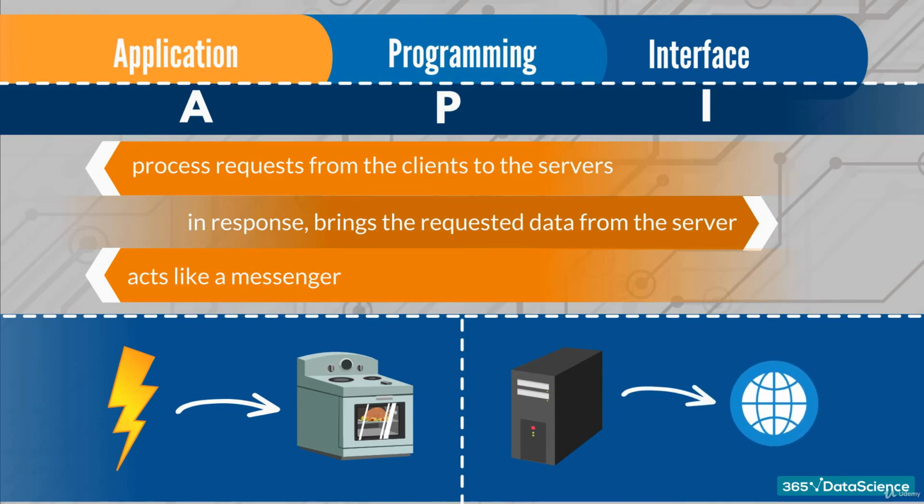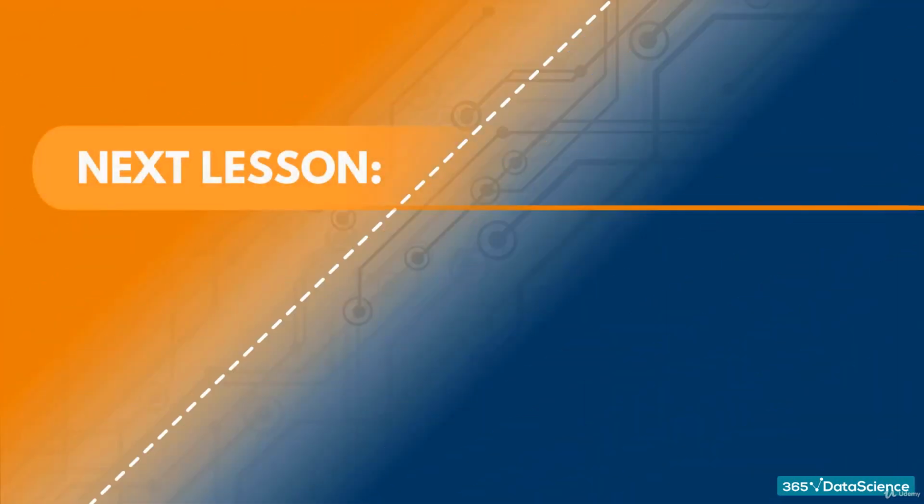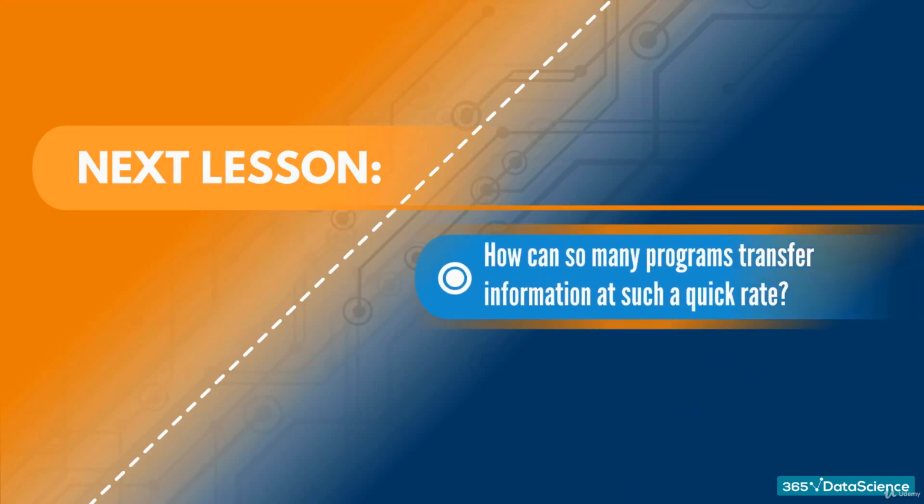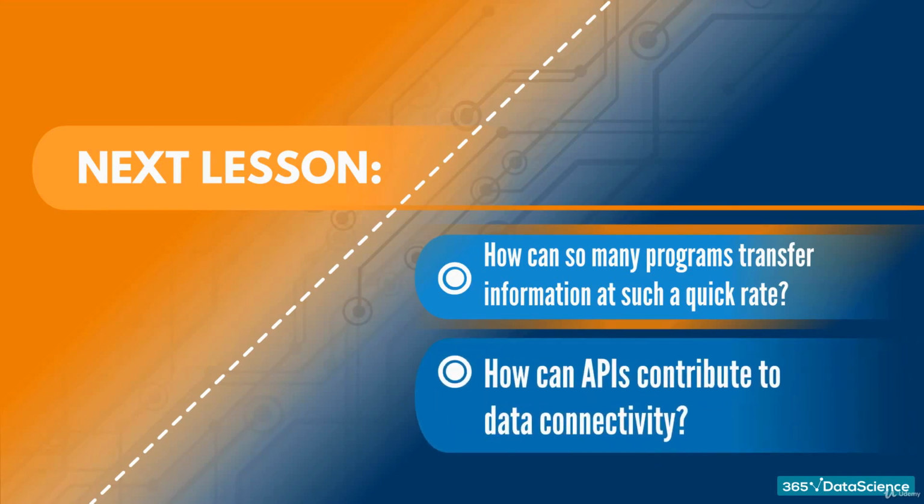We believe you already have a good idea about why data connectivity exists today. In the next video, we will focus on this phenomenon from the technical side. How can so many programs written in different programming languages communicate between each other and transfer information at such a quick rate? Also, we will discuss in particular how APIs contribute to data connectivity. See you there!